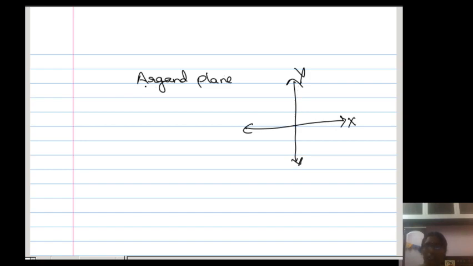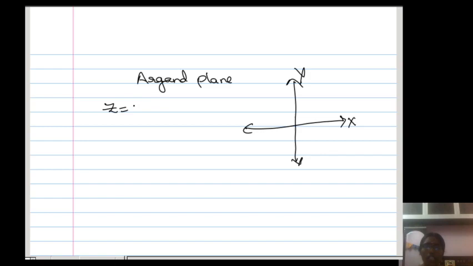In this, I want to discuss the geometrical representation of a complex number. First of all, you have some operations, addition, subtraction, multiplication, division for the complex numbers. So how to represent them geometrically, that we will discuss in this session, in this class. Okay, so this is the Argand plane.